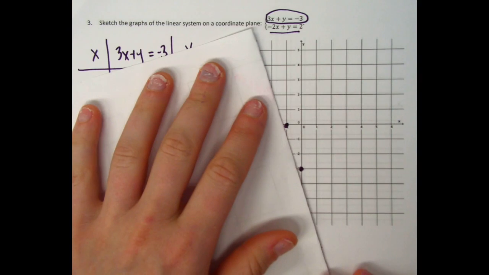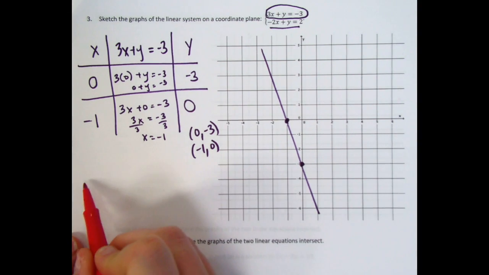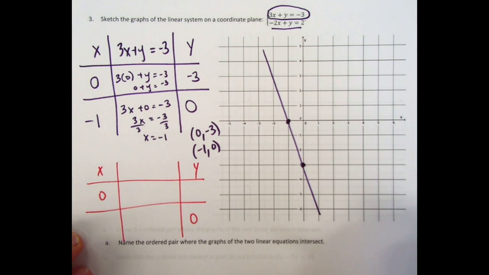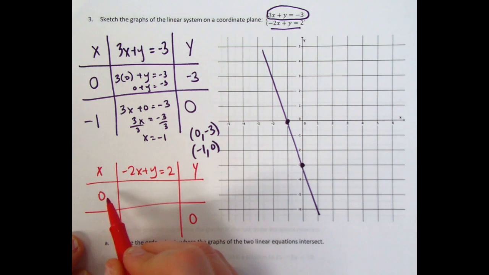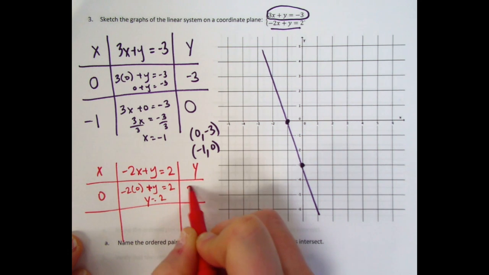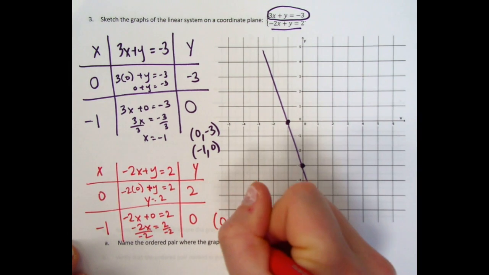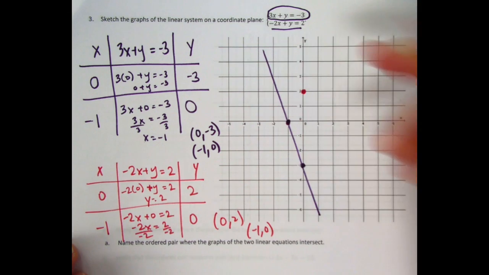I'm going to do the same thing for the next graph. So, make my table, x, y, with my intercepts, and negative 2x plus y equals 2. Plug in 0 for x. 0 plus y equals 2, and I get y equals 2. Negative 2x plus 0 equals 2. Negative 2x equals 2, divide by negative 2. We get x equals negative 1. Plot my 2 points. 0, 2, and negative 1, 0.